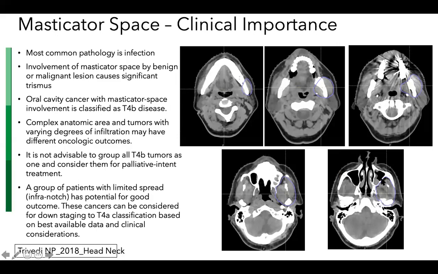So this is a space that we need to be aware of, because this is a space that is at risk when we are treating buccal mucosa lesions. As we know, involvement is classified as T4B disease. This is a complex anatomic area, and tumors may have, as I already discussed, different outcomes depending on whether they are supranotch or infranotch. And we should not classify anyone who has an involvement in the posterior part as inoperable and fit only for palliative treatment or only for concurrent chemoradiation. So I've already discussed this.